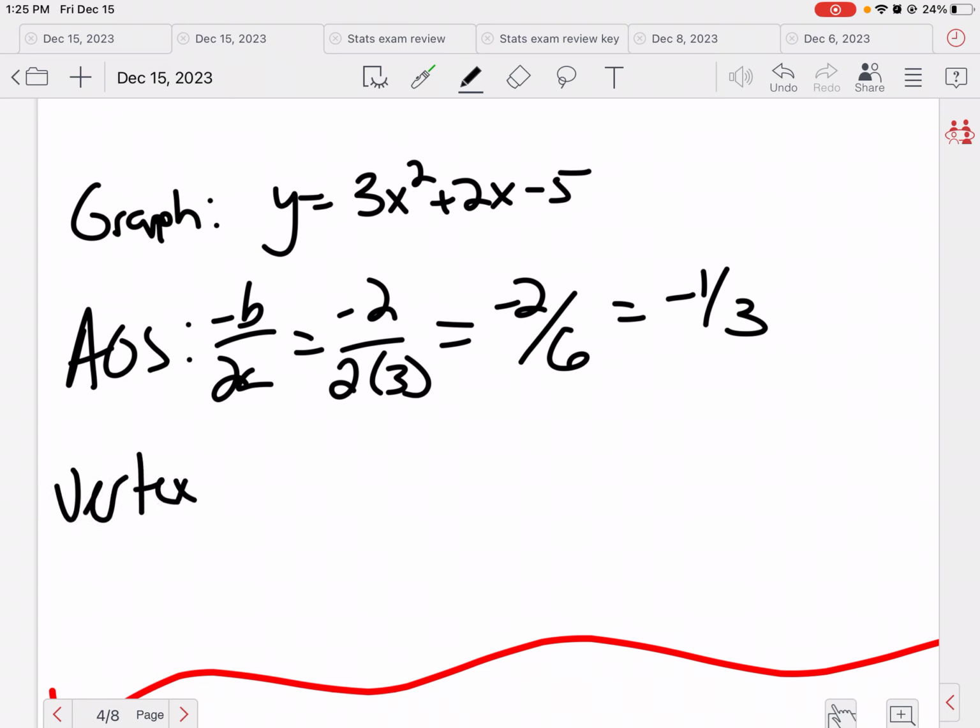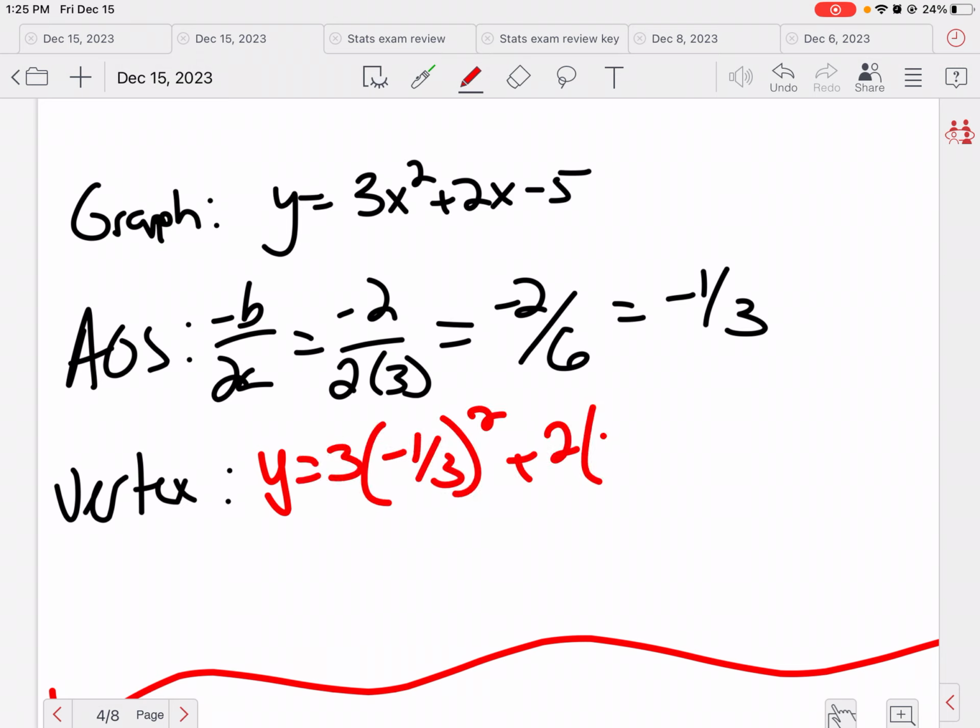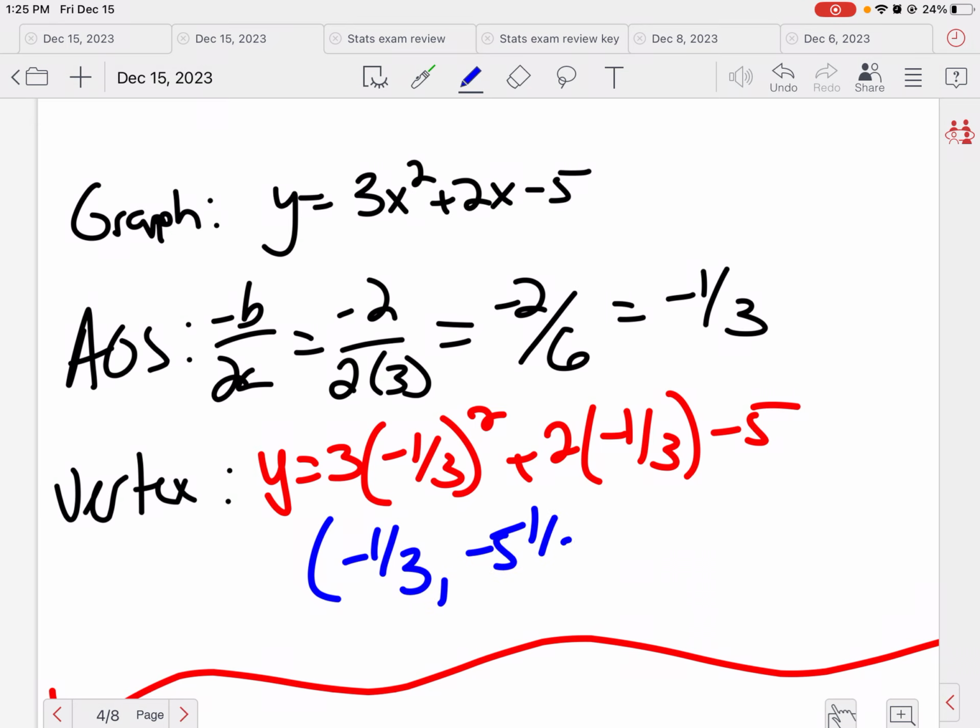Vertex, again, I'm going to plug that in. So I'm going to have y equals 3 times negative 1/3 squared plus 2 times negative 1/3 minus 5. Again, I'm just going to type this whole thing in: 3 parenthesis negative 1 divided by 3 squared plus 2 divided by negative 1/3 minus 5. And it's an ugly number, but we are capable, which is just going to be negative 5 1/3. So my vertex is negative 1/3 and negative 5 1/3.